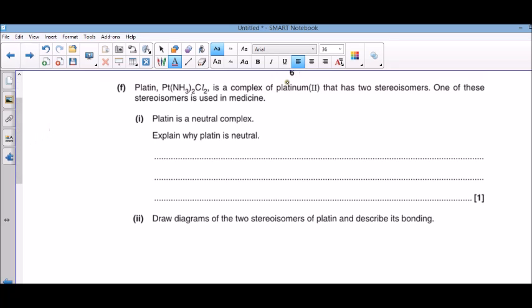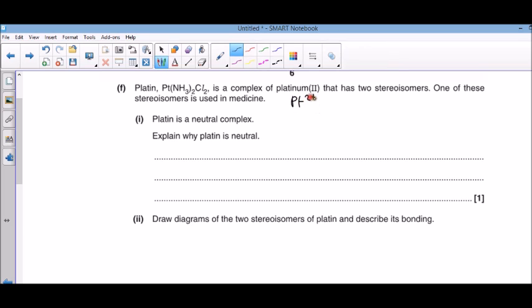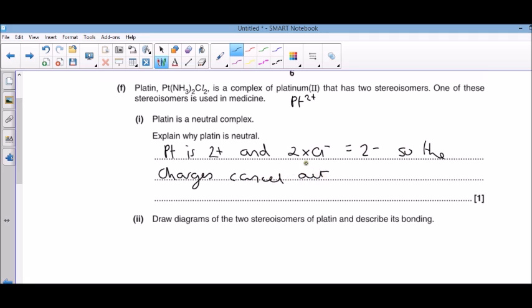Then we've got platin. So it's a complex of platinum 2, so let's just make a note of that there. Pt2+, just in case we need it. And it's got 2 stereoisomers. One of these is used in medicine. Platin is a neutral complex. Explain why it's neutral. So you need to say because platinum is 2+, and 2 times Cl- equals 2-, so the charges cancel out. Okay, the mark scheme is a little bit lenient on this one, I thought, because quite often it's required that you say this, that the charges cancel out. So I'm going to make sure that I put it in there.